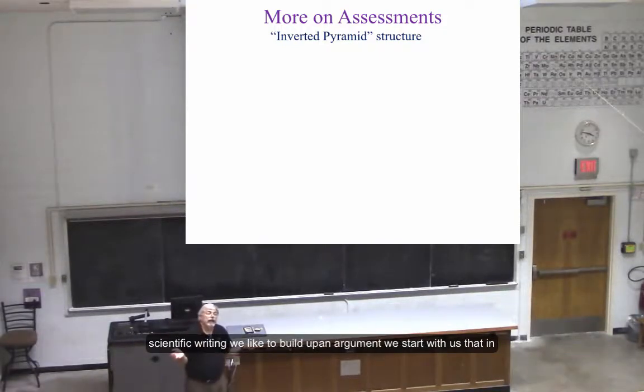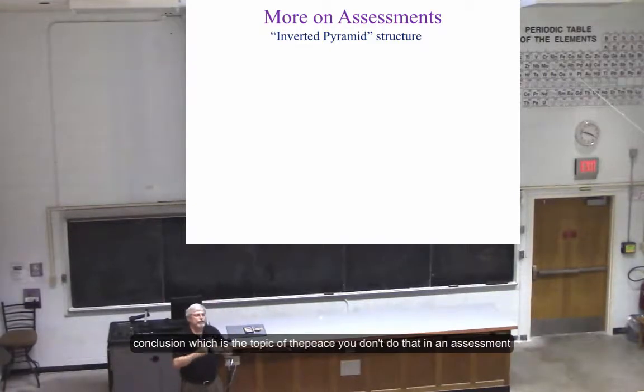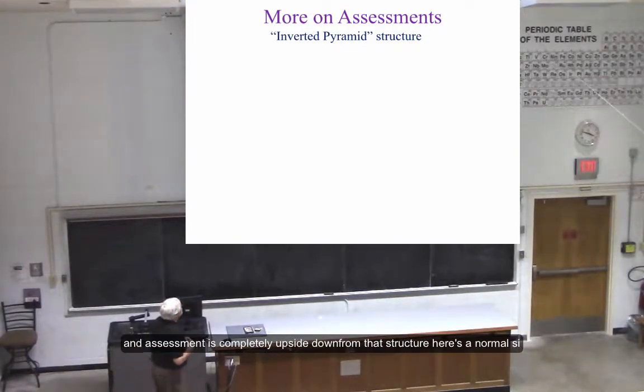In scientific writing, we like to build up an argument. We start with this fact and this fact, put them together, get a new fact, get these other facts, put them together, get another fact. And then finally, we've built up to the inescapable conclusion, which is the topic of the piece. Okay? You don't do that in an assessment. An assessment is completely upside down from that structure.